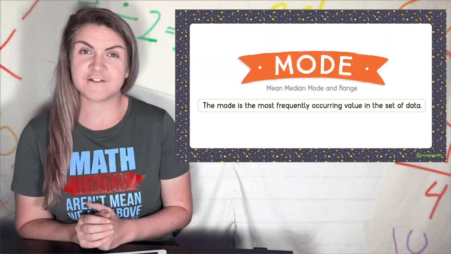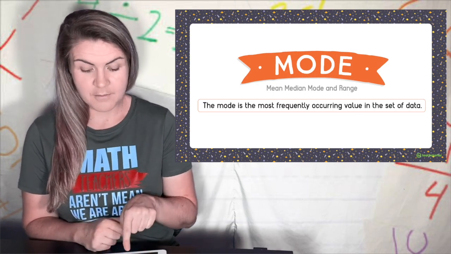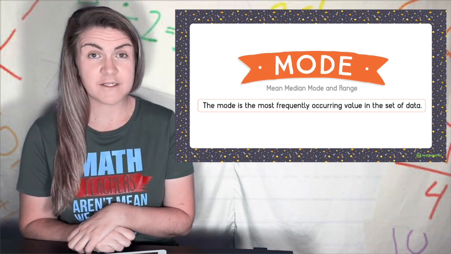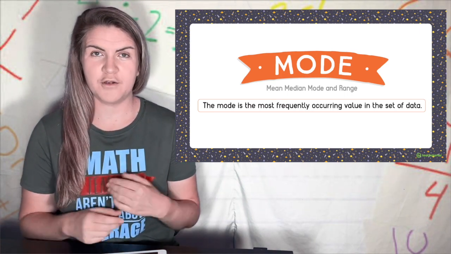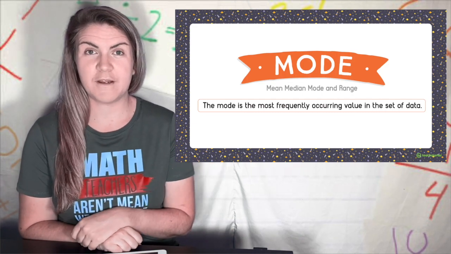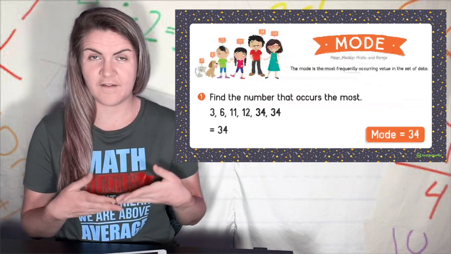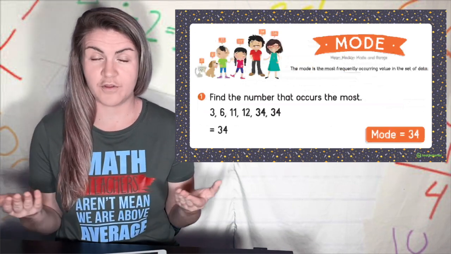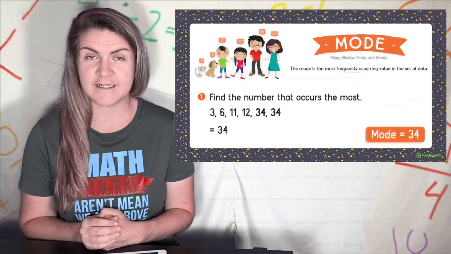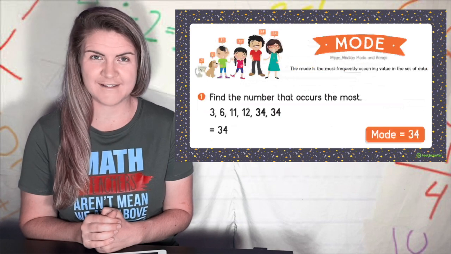The second measure is called the mode, and the mode is the most common number. So the mode is the most frequently occurring value in the set. Sometimes you can have more than one mode. This is called bimodal, or 3 modes would be multimodal. When looking at this family, we can see that the age 34 occurs more than once, meaning it is the mode. Note that you can have data sets that have no mode if no number occurs more than once.